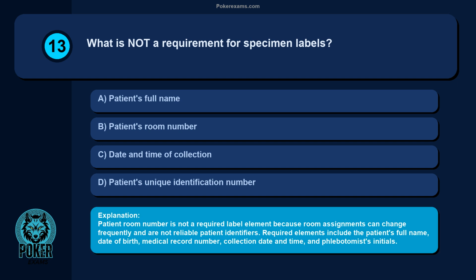Patient room number is not a required label element because room assignments can change frequently and are not reliable patient identifiers. Required elements include the patient's full name, date of birth, medical record number, collection date and time, and phlebotomist's initials.